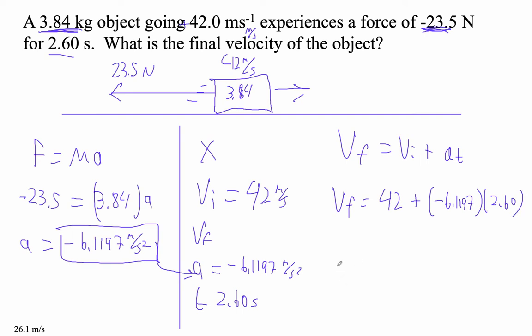All right, I can do this. 42 plus negative the answer I just got. That answer is already negative, so I'm going to go times 2.6. And I get that the final velocity is 26.0885. So I guess the final velocity is about, we have like 3 digits here, so I'm going to say it's 26.1 meters per second.